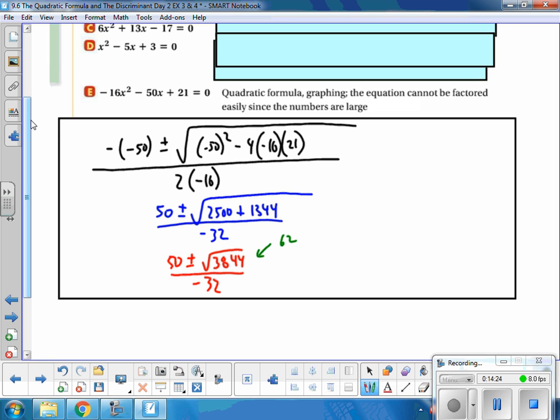Okay, so let's go ahead and find our 2 answers. So 50 plus 62 over negative 32, or 50 minus 62 over negative 32. So I end up with x equals negative 3.5 or x equals 0.375. Ta-da!